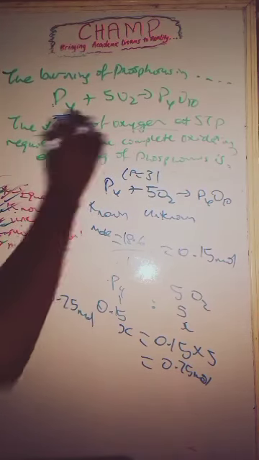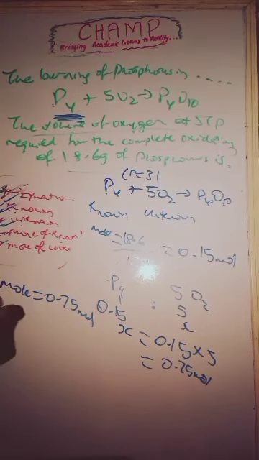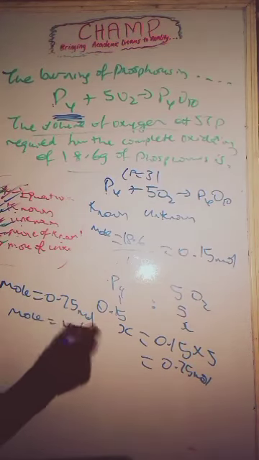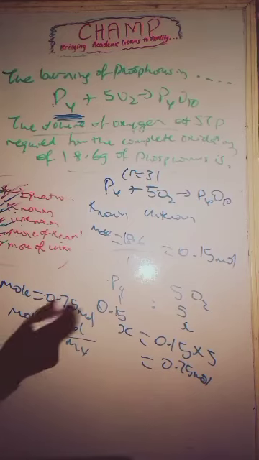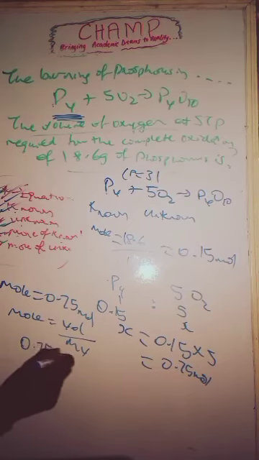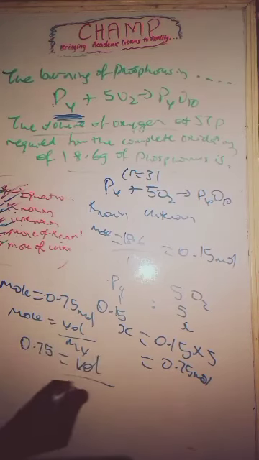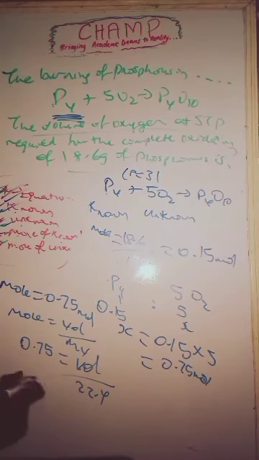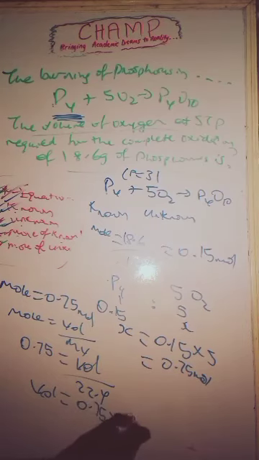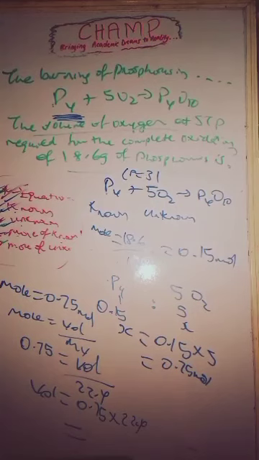The volume. So which formula relates volume to mole? Mole is equals to volume over molar volume. So our mole is what? 0.75. We are looking for volume. What's our molar volume? 22.4. Volume is equals to 0.75 times 22.4. So yes, press that. Let me press it from here too. So you have 16.8 dm3. So that's your answer to that.